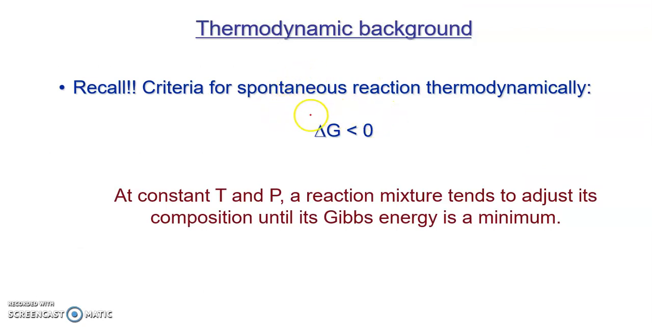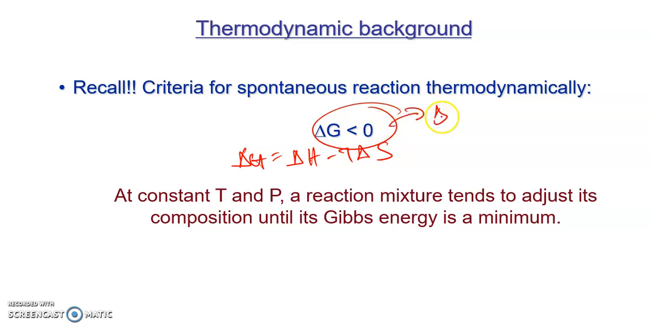For a spontaneous reaction, we can state that delta G is less than 0. We already know that the formula for delta G is delta G equals enthalpy minus temperature times delta entropy. And from our previous lecture, we already saw that there are a few derivations of delta G, so you can refer to the previous video and my previous notes. Everything stated there shows how to derive delta G from a given condition and situation. And at constant temperature and pressure, a reaction mixture tends to adjust its composition until its Gibbs energy is at a minimum.